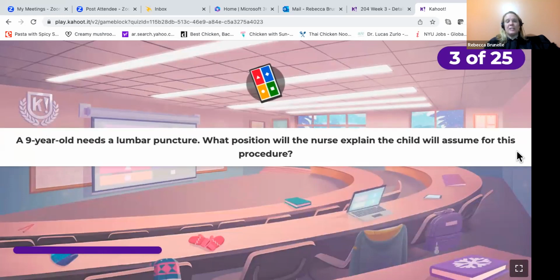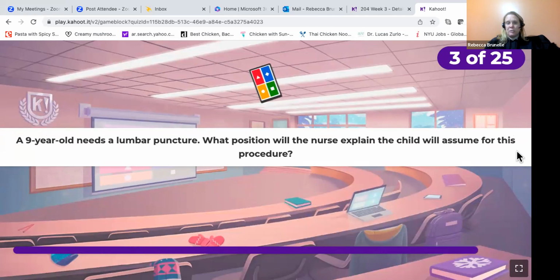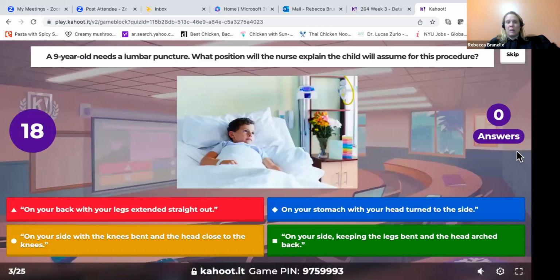So a 9-year-old needs a lumbar puncture. What position will the nurse explain the child assume for this procedure? On your back with your legs extended straight out, on your side with your knees bent and your head close to your knees, on your stomach with your head turned to the side, or on your side keeping the legs bent and head arched back?